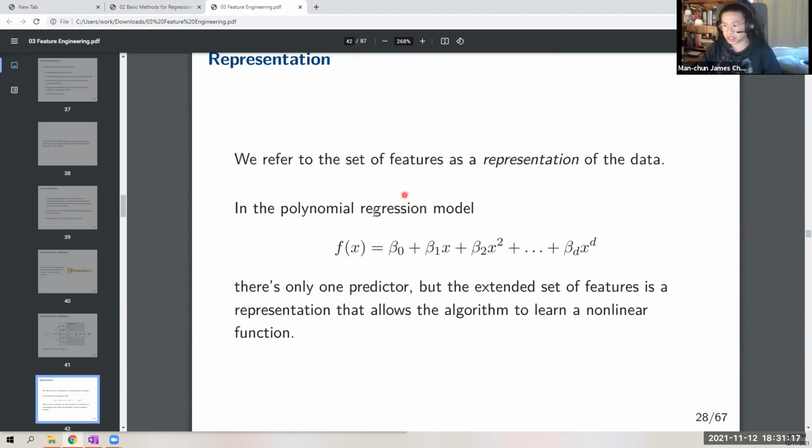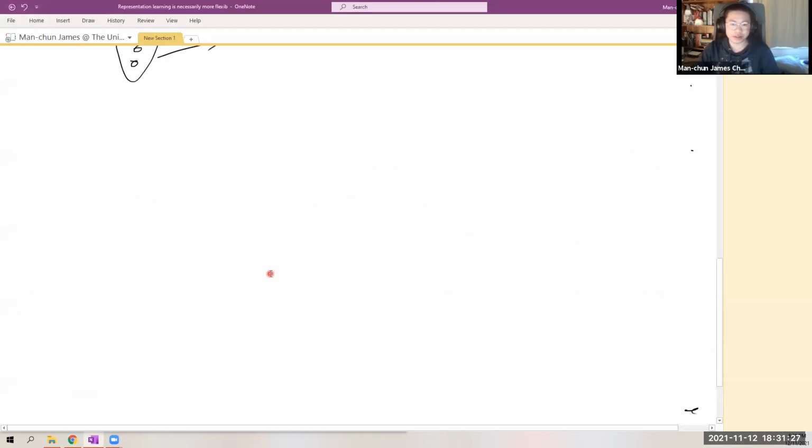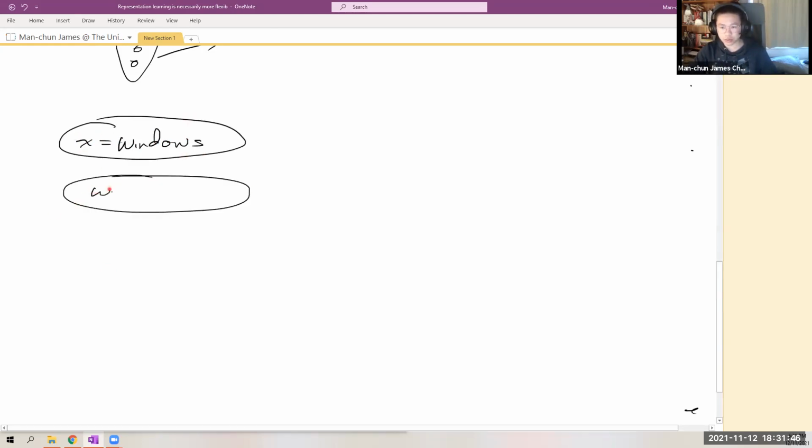Right, and so this is the representation theory that we're talking about here. So this is a polynomial representation. What this means is, let's say you have a house and you want to use windows. You say x is equal to windows, so you have one feature that's windows. In this polynomial representation, your next feature is going to be windows squared. So the next feature is just the square of your windows.